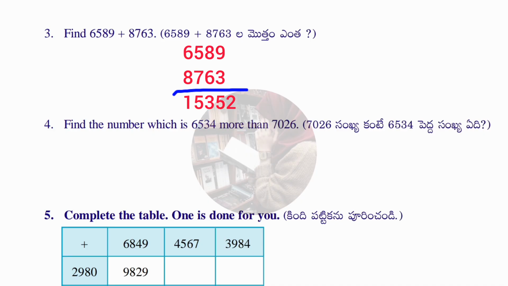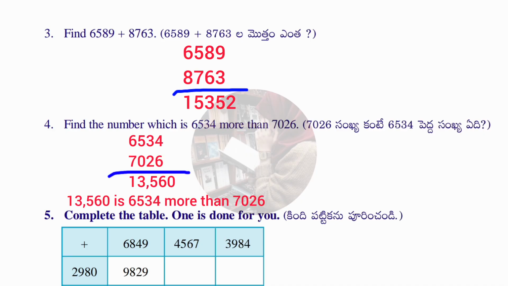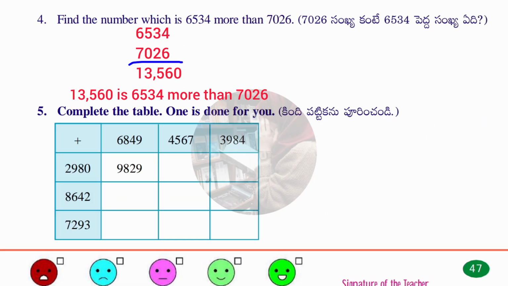Let's see the fourth question. Find the number which is 6534 more than 7026. I already told you, whenever you see more than in the question, it means you have to add that number to the next number. So write down 6534 plus 7026, which is equal to 13,560. Therefore the answer is 13,560, which is 6534 more than 7026. Understood, guys?